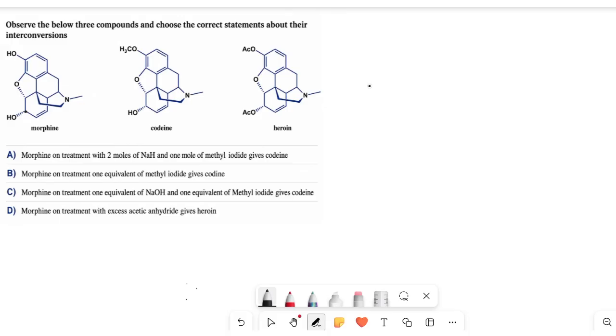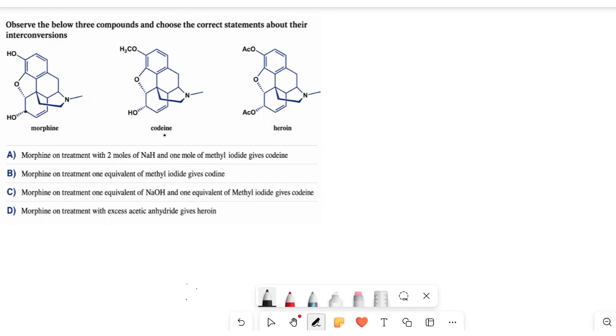In this video, I'm going to solve one more interesting organic chemistry question based on your IIT JEE Advanced level syllabus. Now, what is the question here? You have to observe the given three molecules and their structure and then choose the correct statement or statements from the given options.